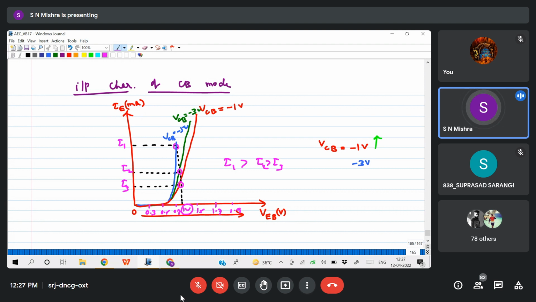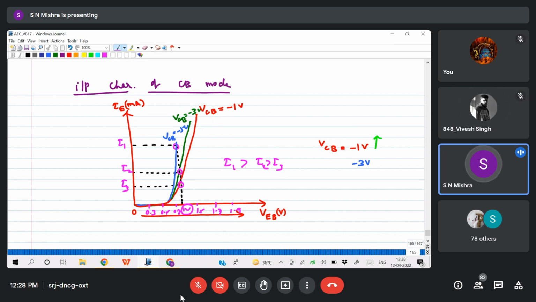What is base width modulation? Why is the current graph like a diode characteristic, and if we increase VCB, or more reverse bias the collector base junction, why is the emitter current increasing? Is it clear for all? Yes, sir. So the input side we have discussed.